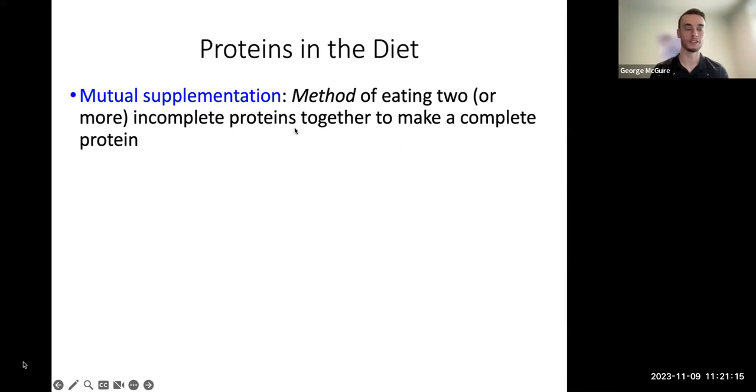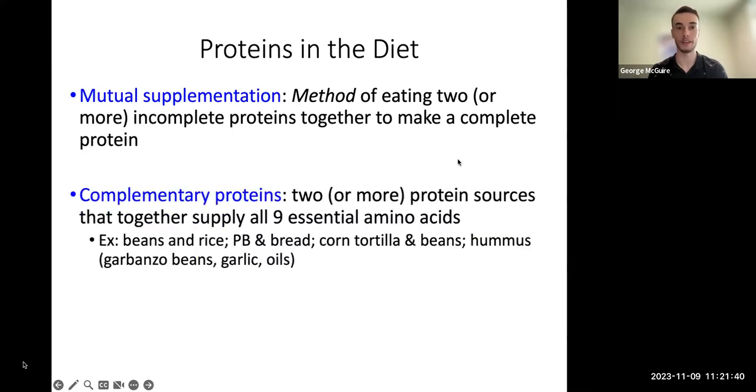Or sorry, I don't know why I said later. We're talking about it now. Later as in the next couple slides. So in order to create a complete protein out of incomplete proteins, you would need to combine 2 or more of those incomplete proteins. And this is a process that we refer to as mutual supplementation. So again, this is the method of eating 2 or more incomplete proteins together in order to create a complete protein, so in order to get all 9 essential amino acids.